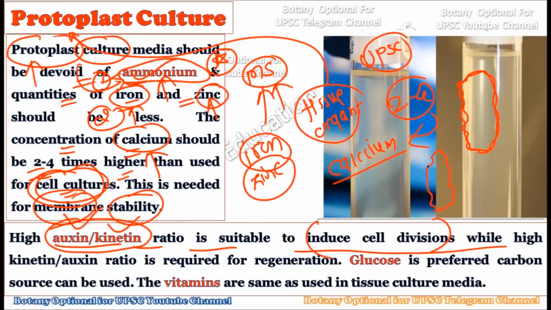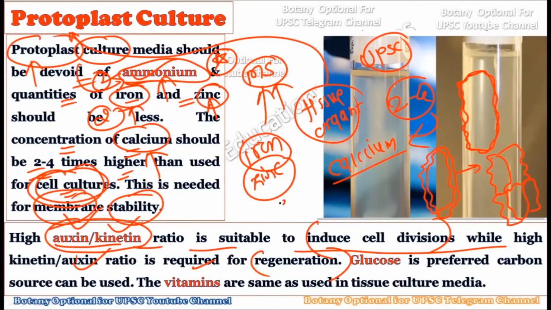Here, with the first there will be the protoplast. This protoplast will first develop the cell wall around it, and after developing the cell wall, this particular cell will get converted to 2 cells, then 4 cells, then 8 cells, like this. For inducing this division, we require a high ratio of auxin to kinetin.